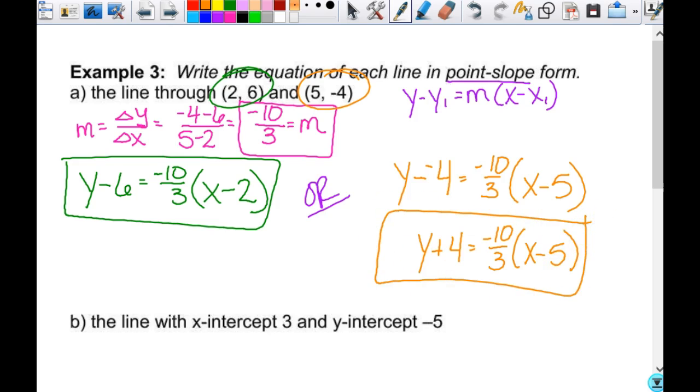Okay, so both of these are right answers. This is one of those cases where if I had you graph this line, and then I had you graph this line, it would graph right on top of itself because it's the same line. Okay, just a different way to do the thing. We good?